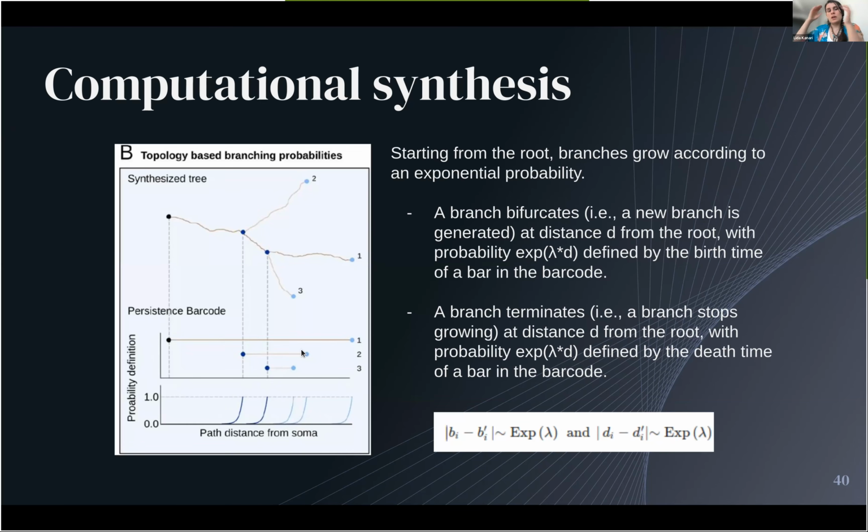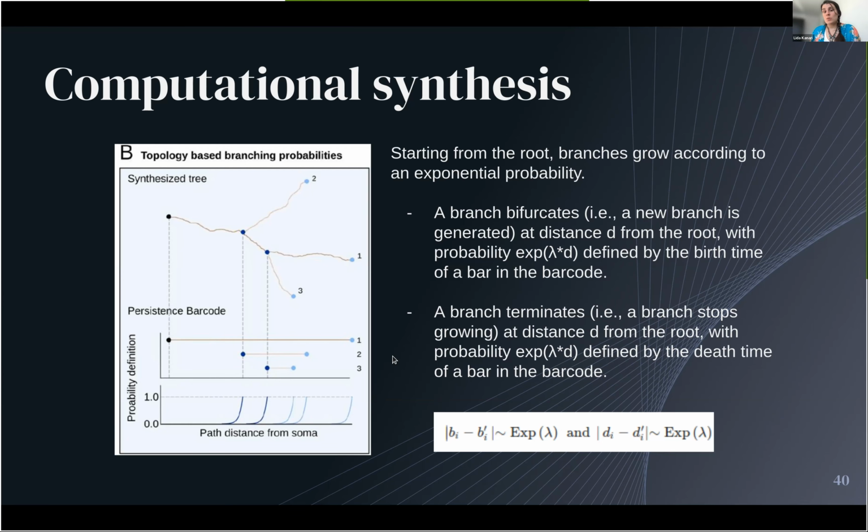So this way, if we follow from zero, from the soma of the neuron, the bar, we see that the probability to bifurcate starts increasing when we see a new bar, and then we have a bifurcation. And then the probability to terminate the bar increases when we have the death of one of the persistence points in the underlying structure.